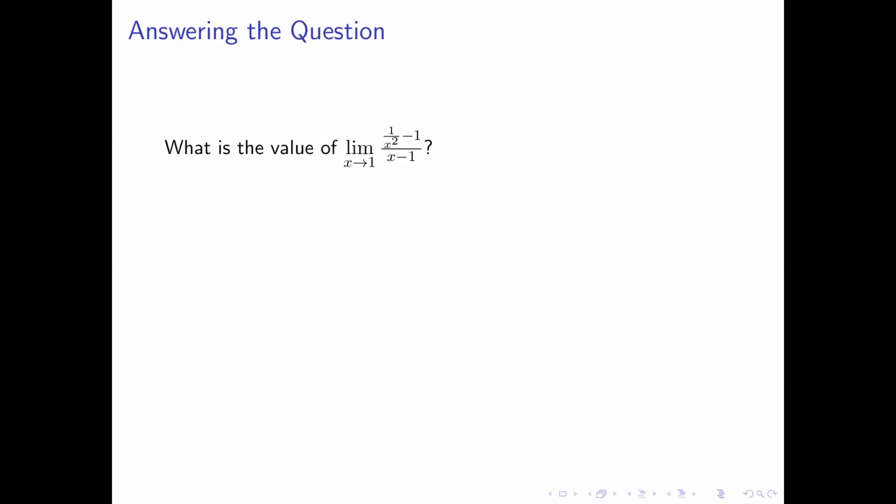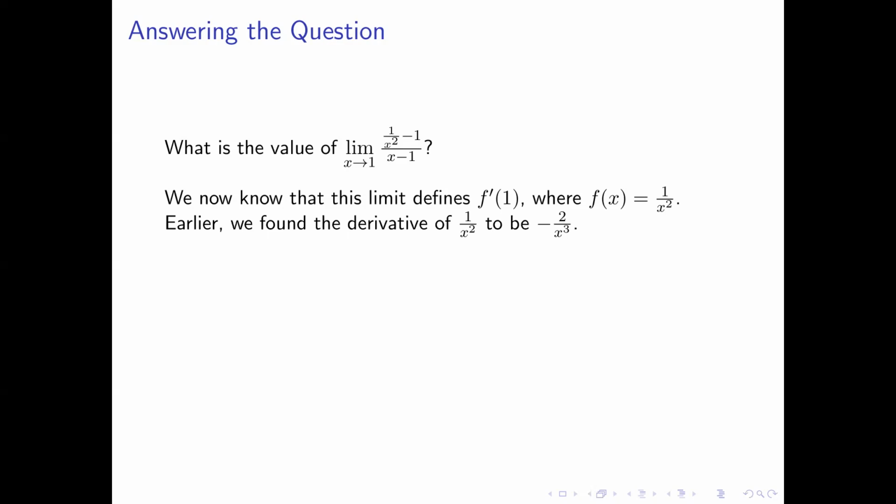So we're ready to answer the question. This is what we're trying to find. We can rewrite this now by observing that this limit defines f prime of 1, where f of x is 1 over x squared. Now, earlier in this lesson, we already did the work to find the derivative of 1 over x squared. We saw that it is -2 over x cubed. So f prime of 1, which is the value of the limit we're trying to find, is -2 over 1 cubed, and that's equal to -2. So we can conclude that the value of the limit in our question is -2.